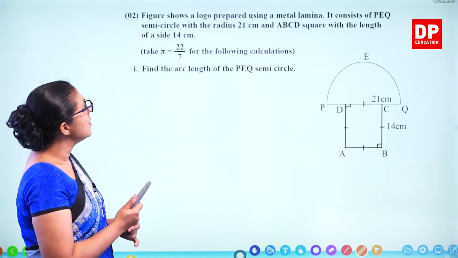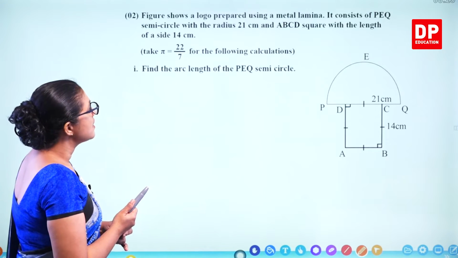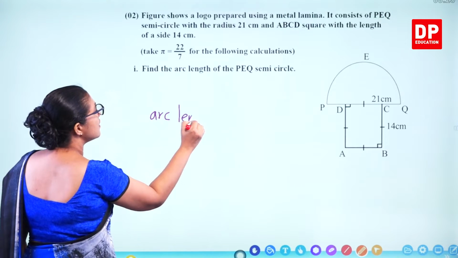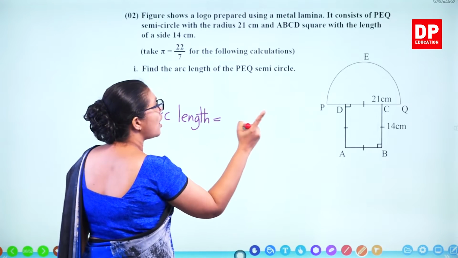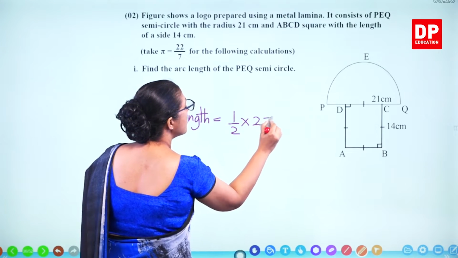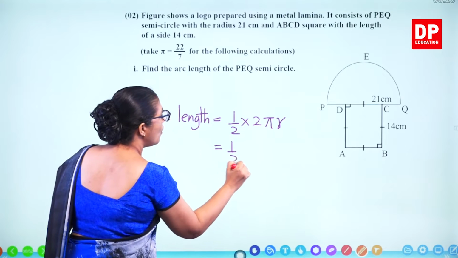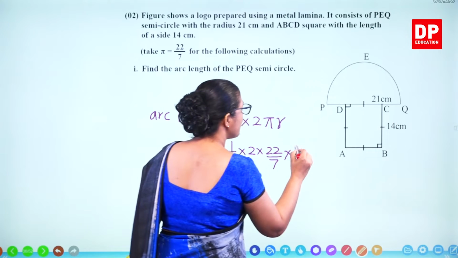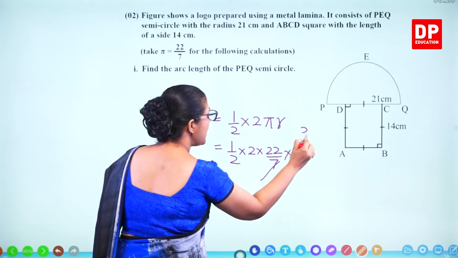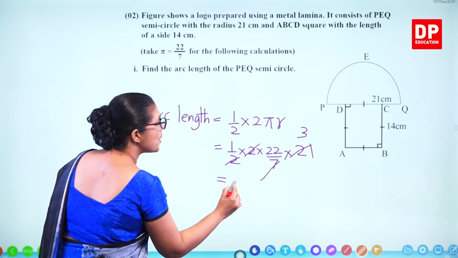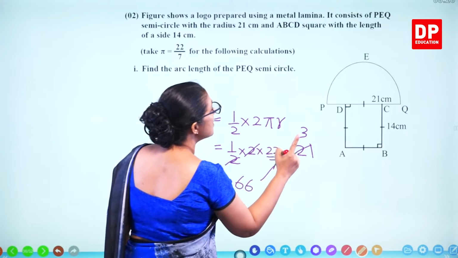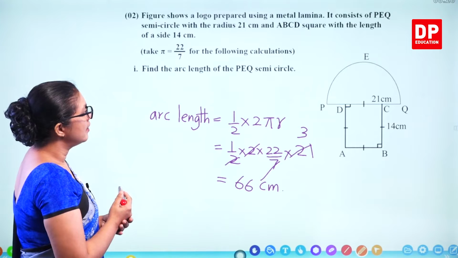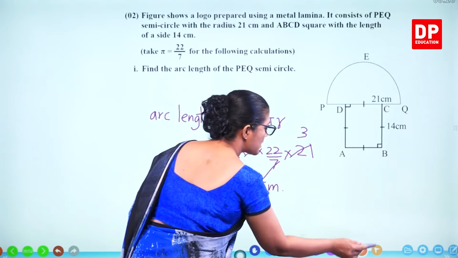Find the arc length of the PEQ semicircle. So PEQ arc length. So arc length is equal to half into 2 pi r. Now we know pi is 22 over 7. So what's the radius? 21. 7 times 3, 2 times 2. So 3 times 22, 66 centimeters is the arc length. So you can get 2 marks for this step.